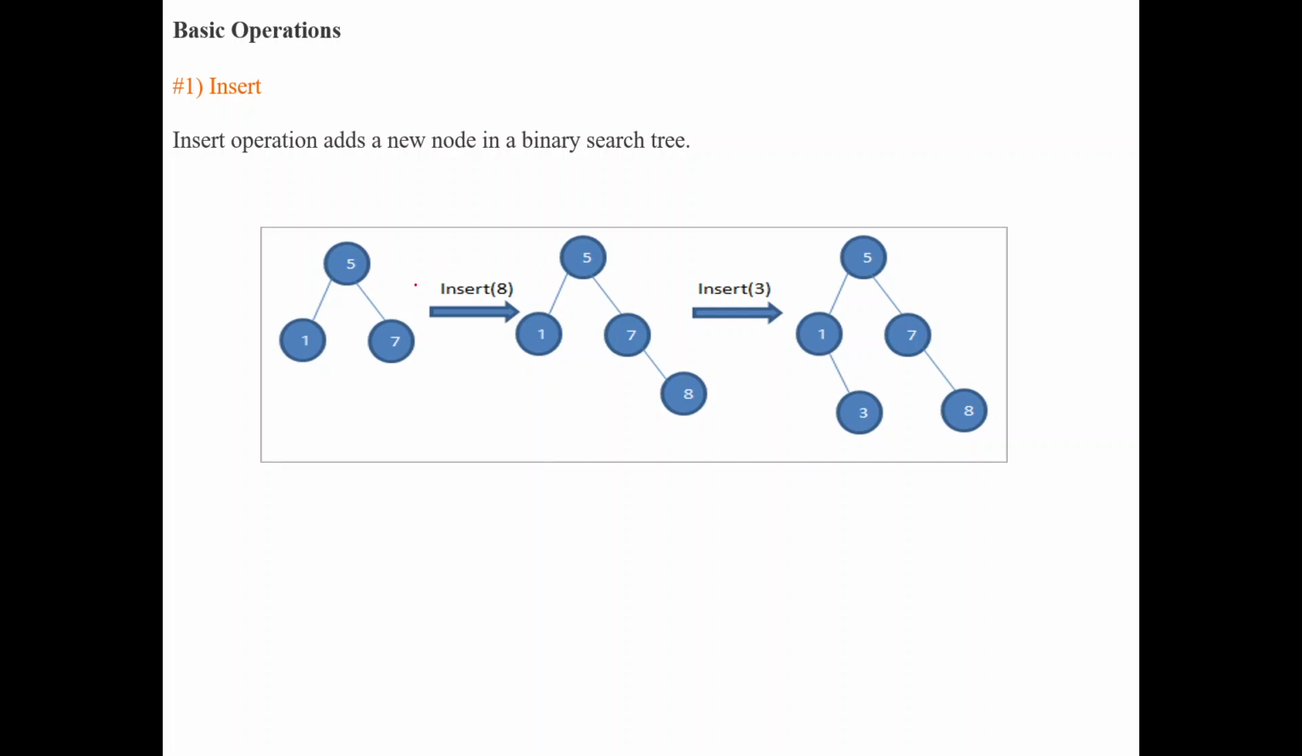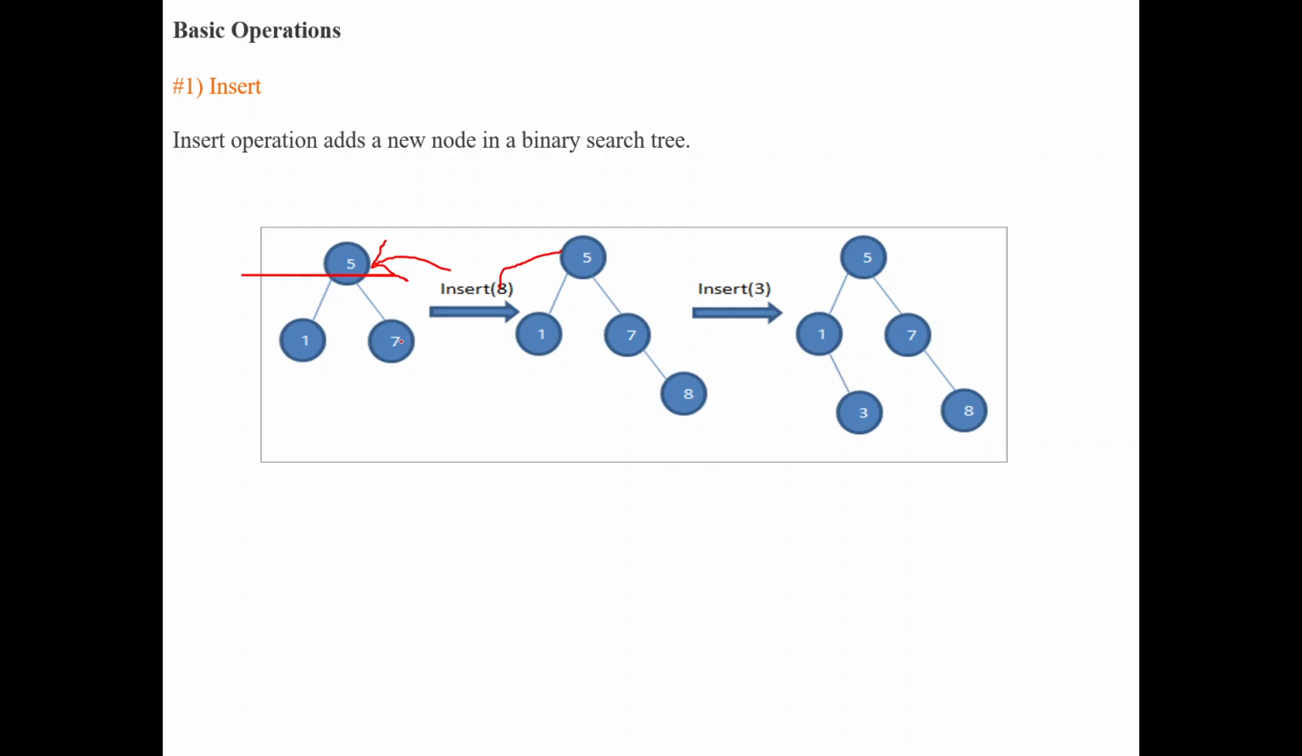First, insertion. Insertion adds a new node to the binary tree. As I told you, if I need to insert a node, first I'll check with the root node. Now I'm going to insert 8. 5 is smaller than 8, that is, my inserting element is greater. So it should go to the right. 5 is there. Next, we need to compare with the next node.